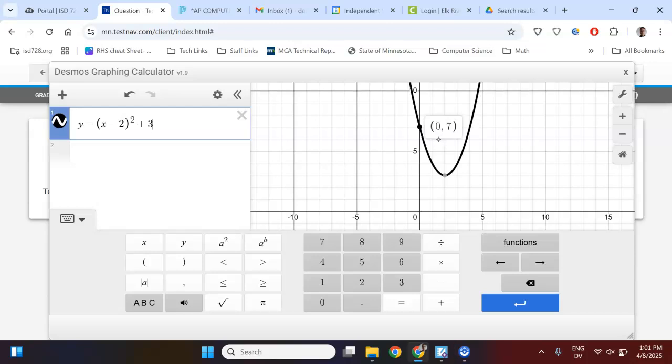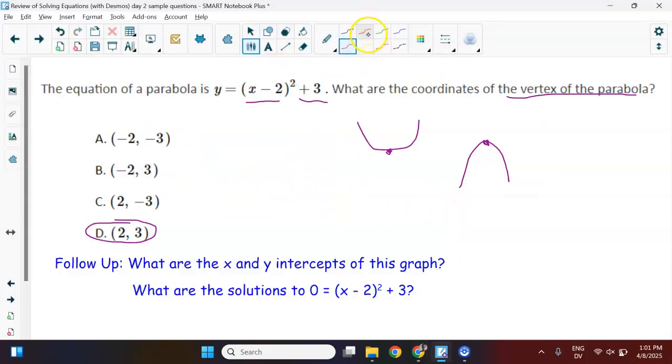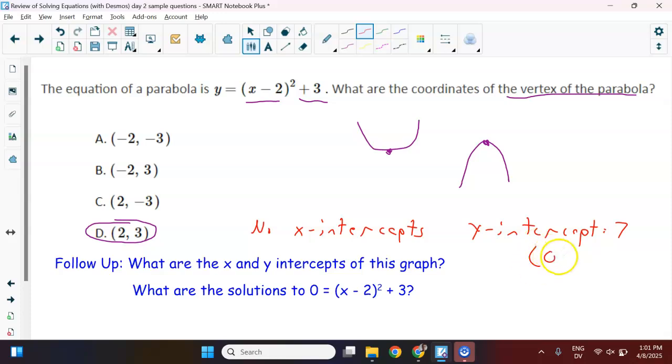So the y-intercept, where it crosses the y-axis is that, and again, there's no x-intercepts. So just to practice that again, we'd say there's no x-intercepts. Okay, and then the y-intercept is at 7, or sometimes they'll write it as 0, 7.